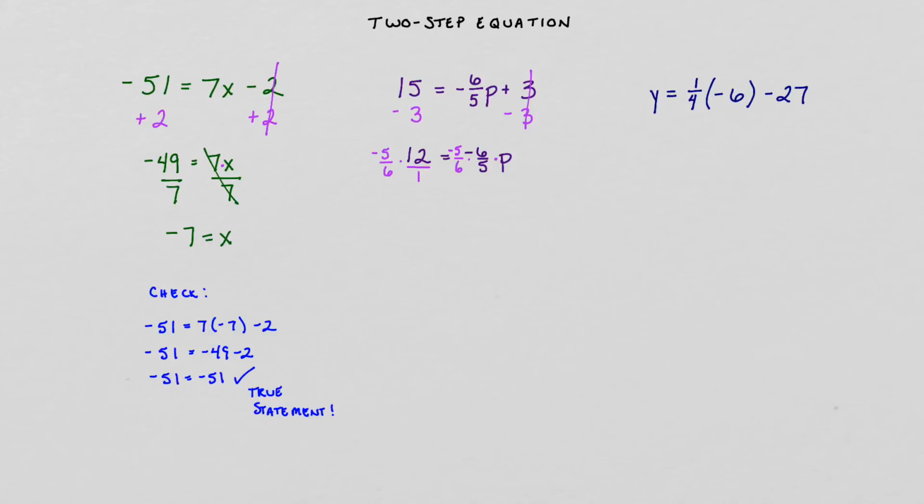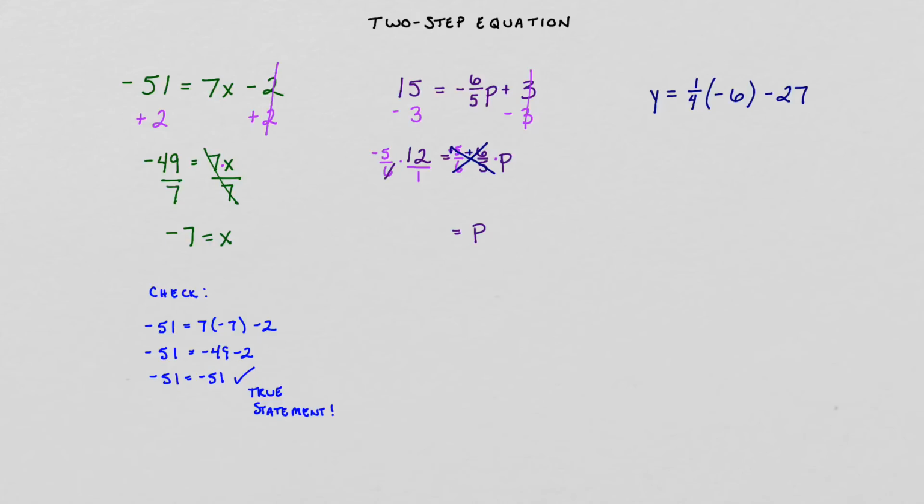Focusing our attention on the right side first, notice that a negative times a negative would result in a positive. My 6's will cross-reduce, my 5's will cross-reduce, and this will leave me with just the variable p on the right side, which is what I want. Now we can turn our attention to the left side.